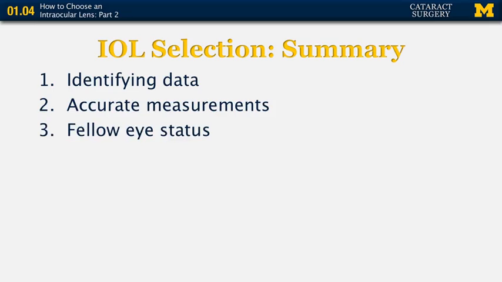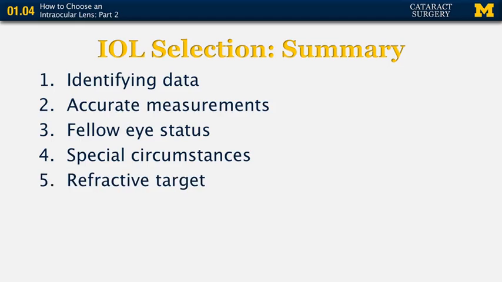Pay attention to the fact that you are working with a binocular visual system. The fellow eye status does matter, particularly to the patient, for what they would expect for their vision post-operatively. Pay attention to the bigger picture for context or any sort of special circumstances that may guide your IOL selection, as we discussed. Is this a silicone oil filled eye? Is it post-LASIK? Or is it a really long or short eye? And finally, talk to your patient about their needs, desires, and reasonable expectations.